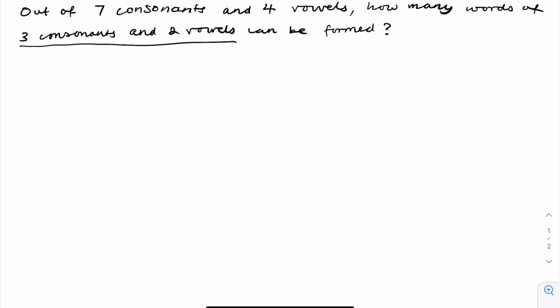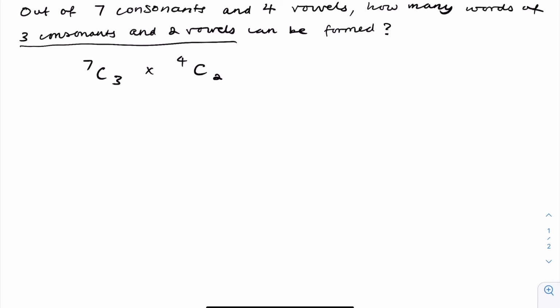That means that we need to first do 7C3 times 4C2, which will allow us to see how many ways we can take 3 consonants and 2 vowels. So let's just input that into our calculator to see the exact number.